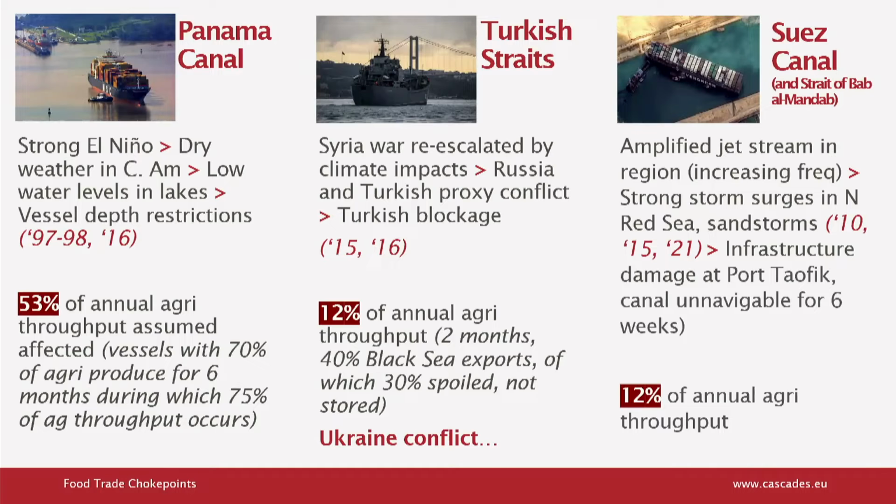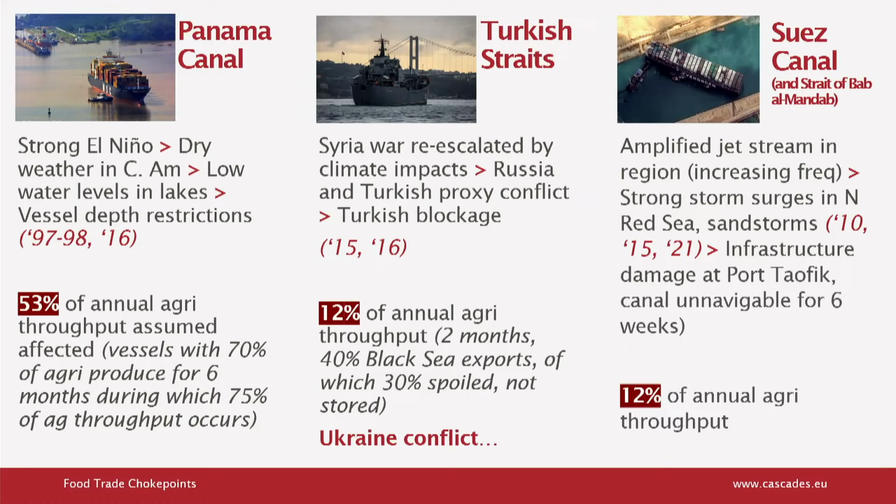So in terms of the specific shocks, we considered these three choke points: Panama, Turkish Straits, and Suez Canal. And this is the narrative background to how we are conceptualizing them. These are all based on historical precedents that we've witnessed before, and the years are given in the italicized red there. Under the Panama Canal, we imagine there could be a strong El Nino event, which could result in dry weather in Central America, leading to very low water levels in the lakes either side of the Panama Canal. This means vessel depth restrictions are imposed because the water is very low, so you can't get larger ships through and you can't carry as much on any given ship. And so our assumption is that 53% of annual agricultural trade throughput would be affected under this scenario.